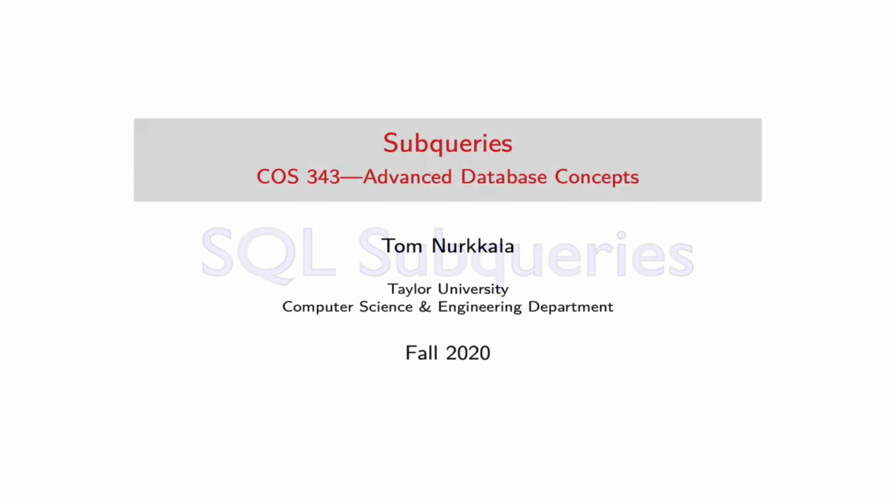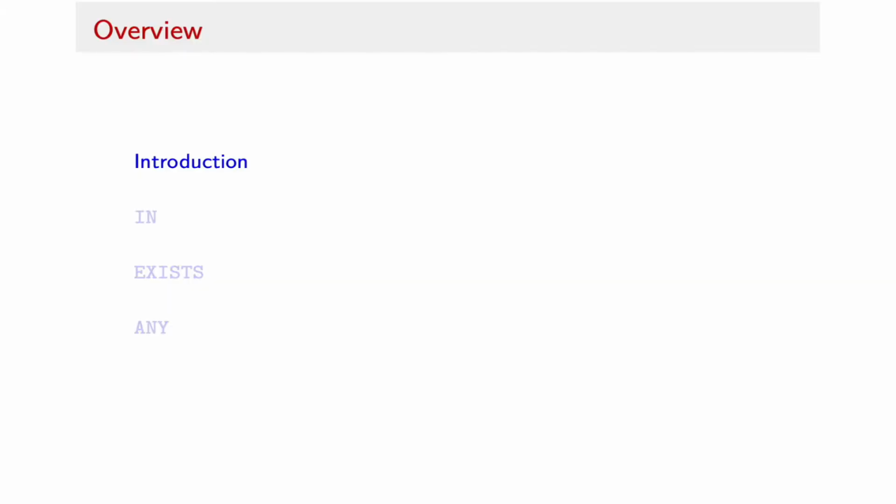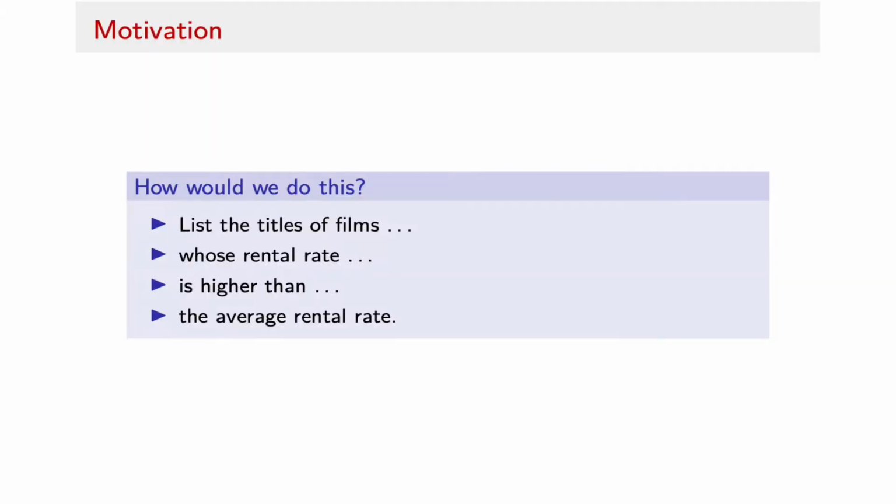Let's talk about subqueries in SQL. This is a capability that SQL has to do one query inside of another query, and it often leads to very simple and elegant solutions to otherwise complex queries. So by way of introduction, let's just think about how we might do this particular query. We'd like to list the titles of films whose rental rate is higher than the average rental rate.